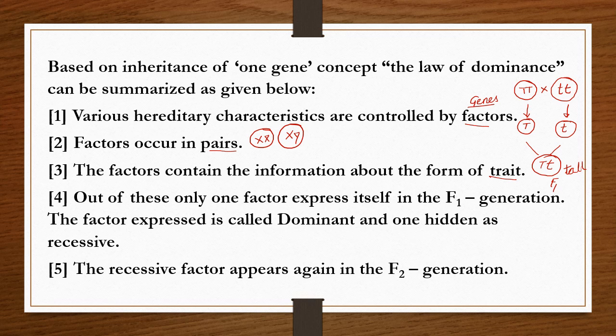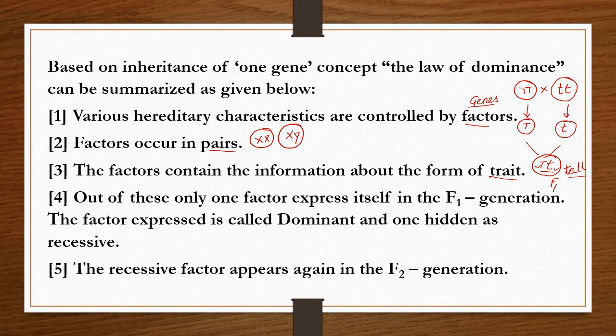Recollect, what is the genotype of this? Capital T, small t. Generally, small t is a representation of the recessive, and capital T is a representation of the dominant. So here in the F1 generation, both the dominant gene, capital T, and the recessive gene, small t, are present. But the phenotype, the expressed character, is tall. That means all plants appear as tall plants. The recessive character is hidden, suppressed by the dominant.